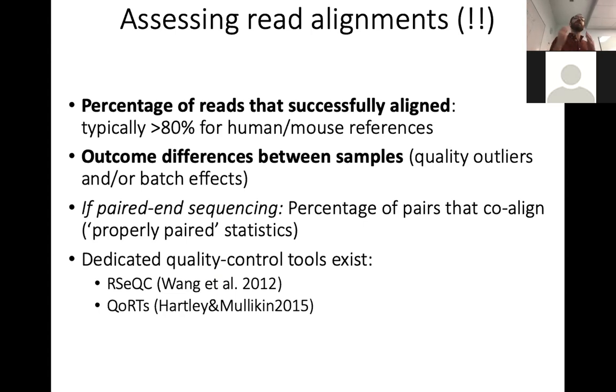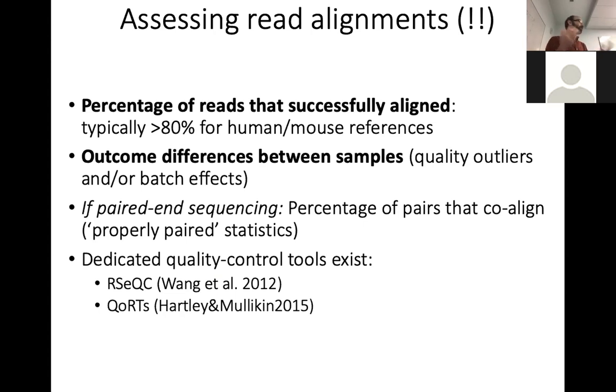So the main thing that you will want to check is that your reads, created from this RNA library that you have prepared and sequenced. For mouse and humans, you typically want more than 80% of the reads to align to the gene. That's the kind of numbers you should be looking at, okay?